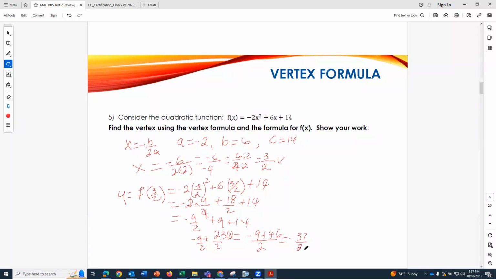And the vertex, we call it V, is x equals 3/2, and y equals 37/2.